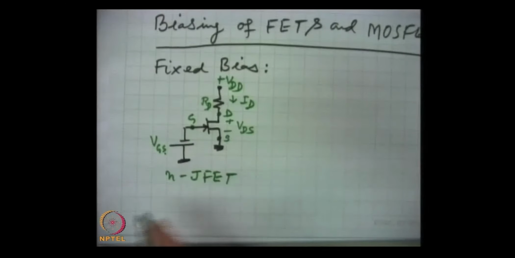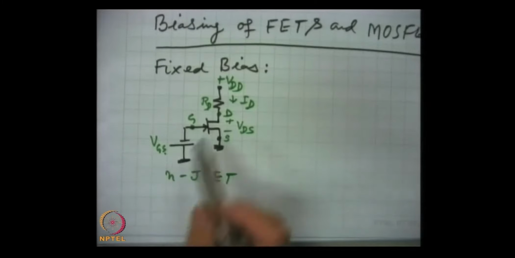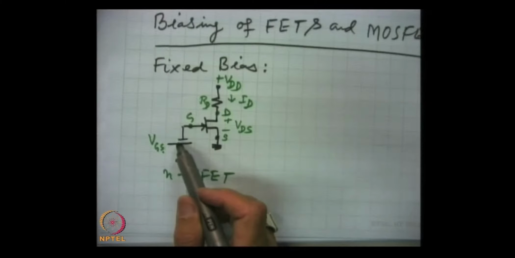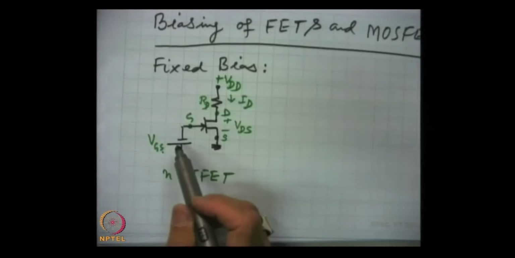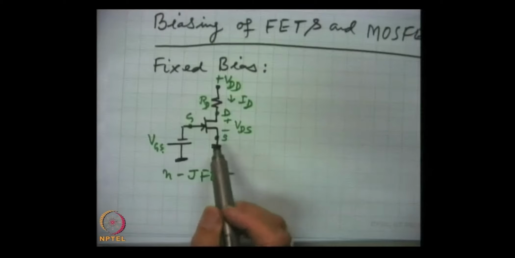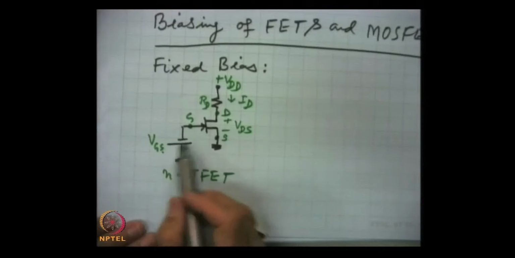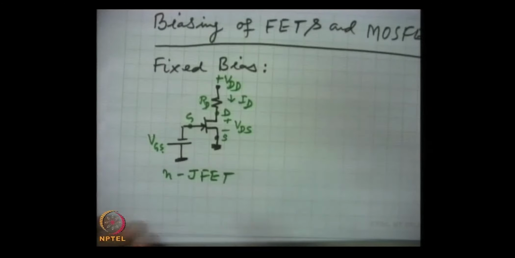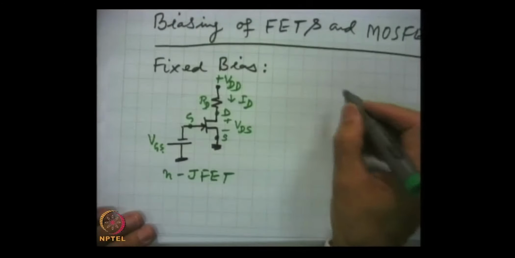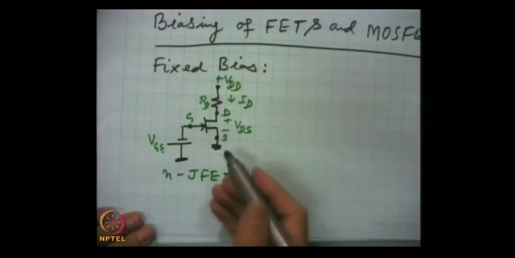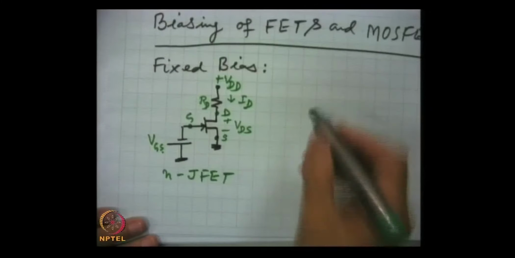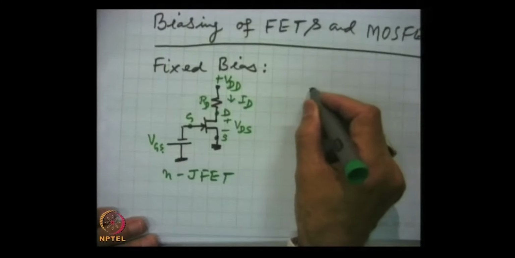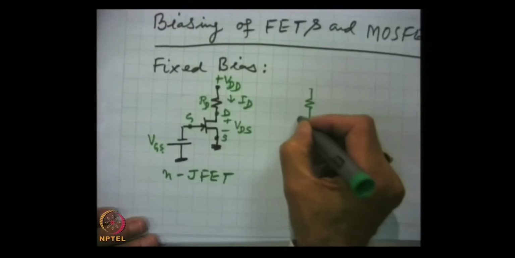This is for N type JFET. We will remember that for N type JFET the gate has to be negatively biased. It should have a negative potential with respect to source. So, this battery supplies VGS, and we can draw this plot. There is no reason to elaborate it, this we have talked. For example, this plot can be shown to be like this.